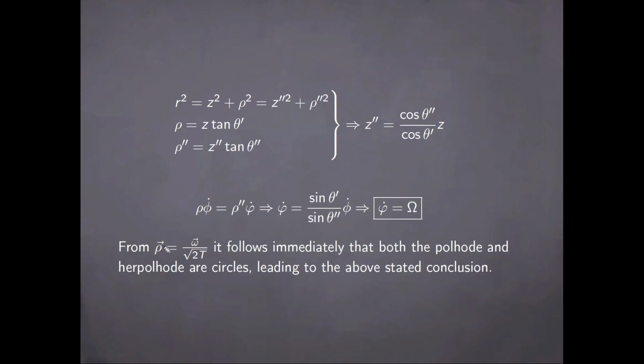And then from the fact that rho is proportional to the angular velocity, it follows immediately that both the polhode and the herpolhode are circles, and this leads to the above stated conclusion. So everything closes up consistently.